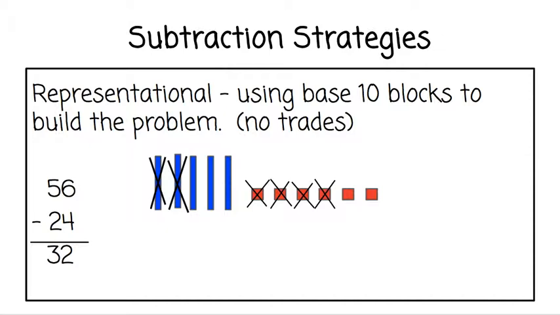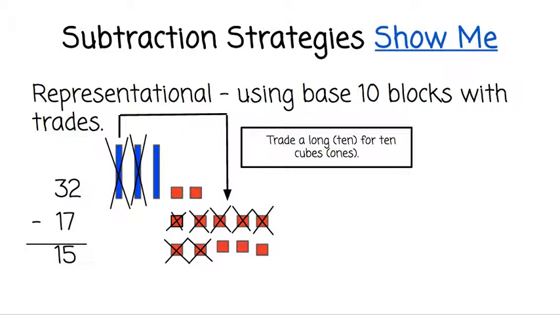So in 56 minus 24, they're going to draw the tens and the ones to show 56, so 5 tens and 6 ones, and then they will need to subtract the 24. So they can cross out 2 tens, cross out 4 ones to have a difference of 32. Next, we are going to watch a video of how to use base 10 blocks when students need to trade in order to be able to subtract the ones.